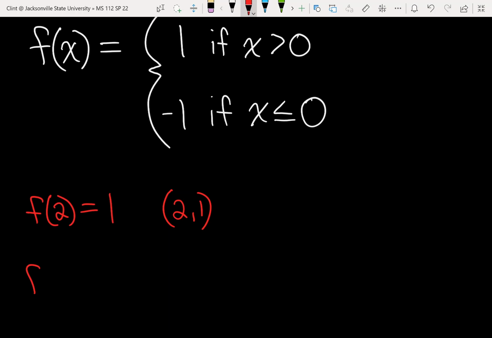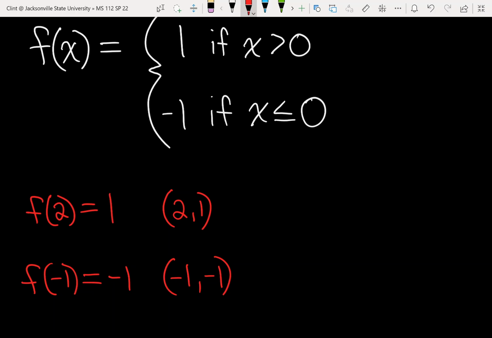If we wanted to try f of -1, -1 would be less than or equal to 0, so our y value would be -1. So we'll have the point (-1, -1) on our graph.